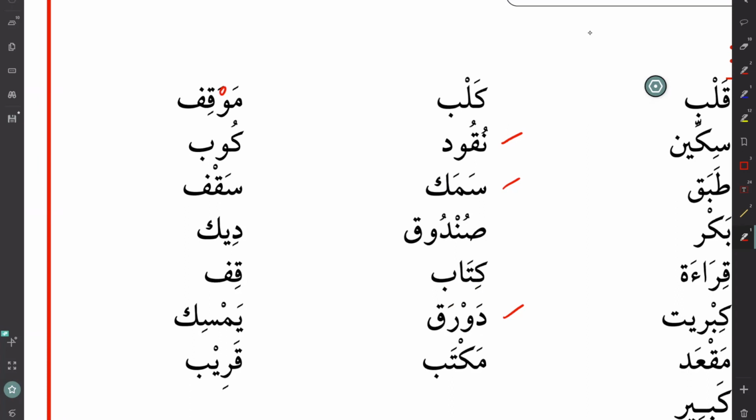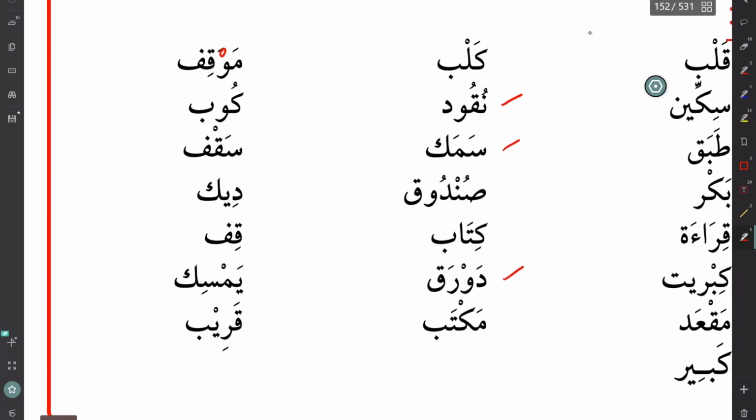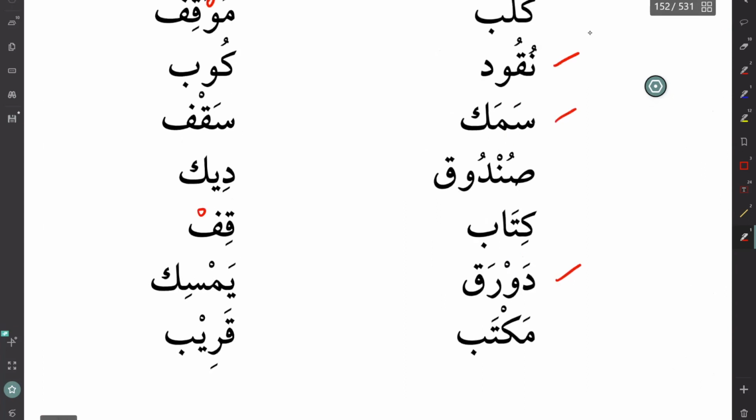Mawqif can mean many things. It can mean a location. In a context, it can also mean a parking space. Kub is a glass or cup. Shaqf is your ceiling. Dik is rooster. Qif means to stop. This is a command. Qif.